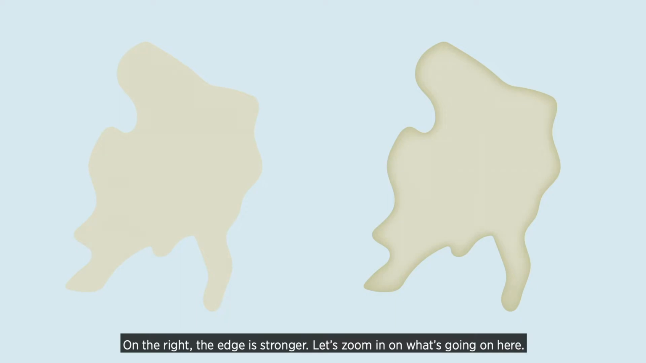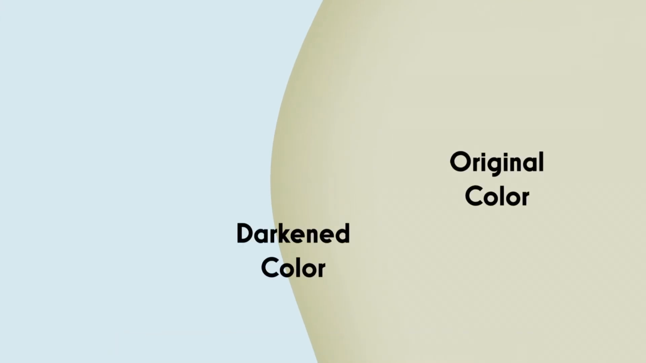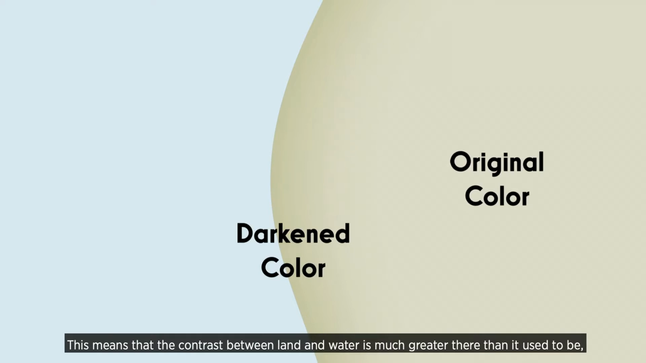Let's zoom in on what's going on here. The glow has darkened the color of the land by a small amount at its edge. This means that the contrast between the land and the water is much greater there than it used to be, and the edge is thus stronger and easier to detect. The glow then fades away quickly, so that most of the land polygon remains the original color. In essence, we've changed the color of the land temporarily, just to give the edge a boost and help our brains tune into the shape.